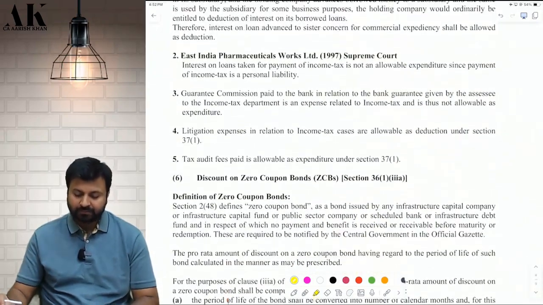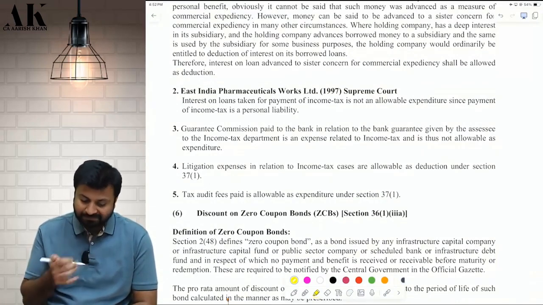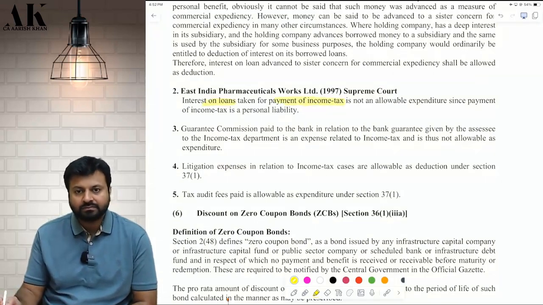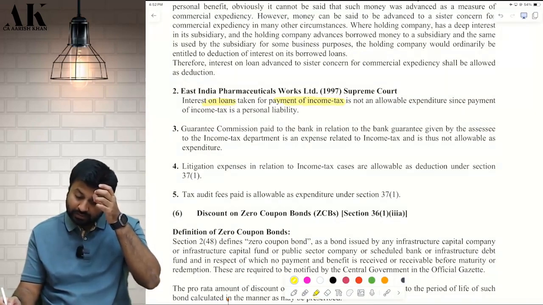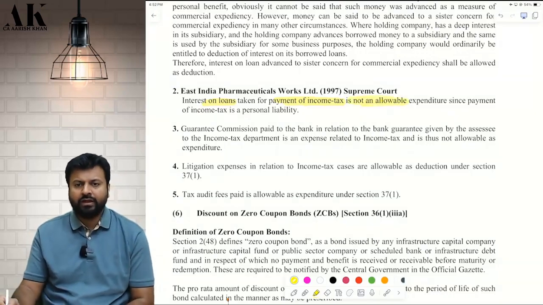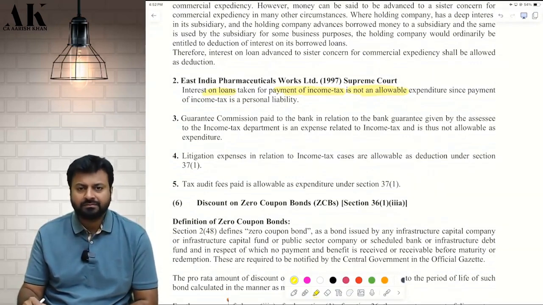Now, some important things which I have discussed just now with you all. Interest on loan taken for payment of what? Income tax is not allowable. Are you clear? Yes, sir. Are you clear? Yes, sir.